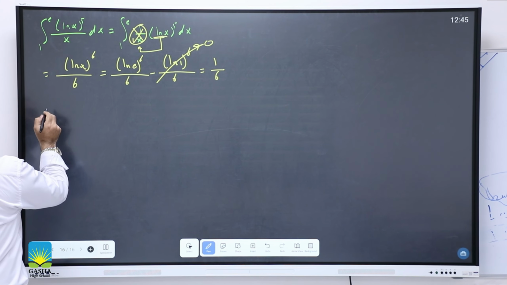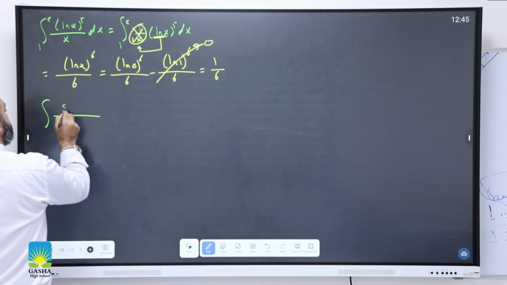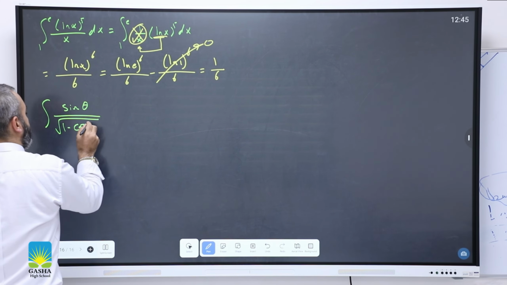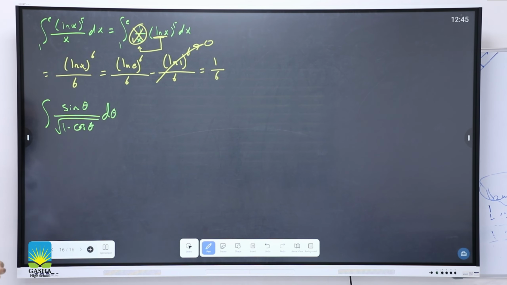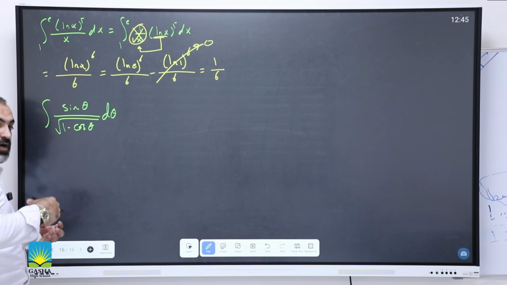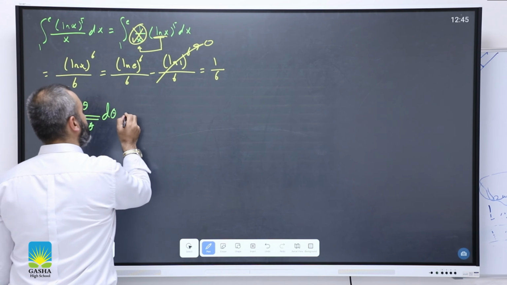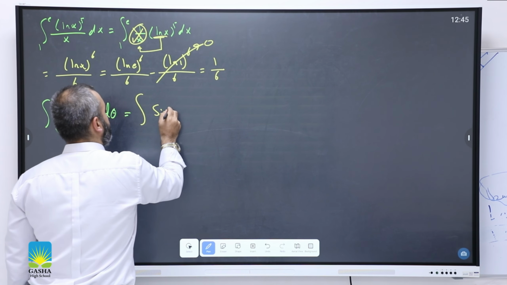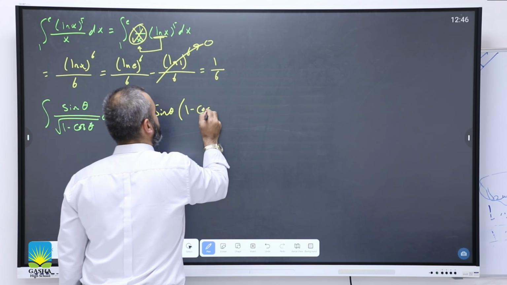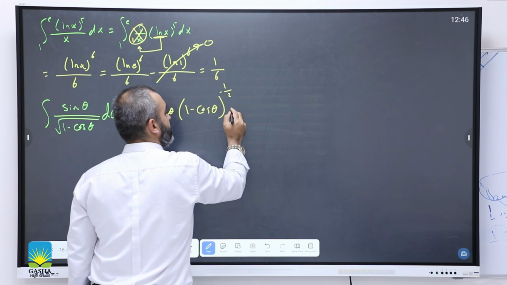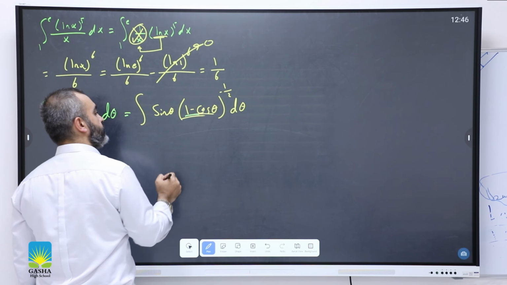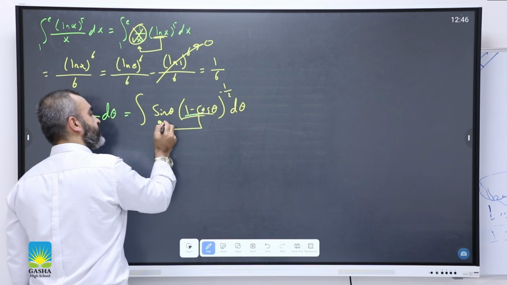And what about the integral of sine theta over the square root of 1 minus cosine theta d theta, right? What about the square root? So we change the power and it goes to the numerator. So the integral of sine theta times (1 minus cosine theta) to the power of negative 1 over 2 d theta. What is the derivative for this? The derivative is sine theta.